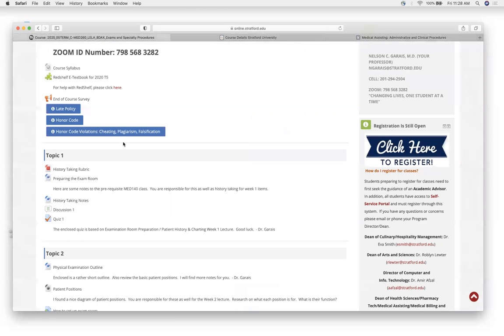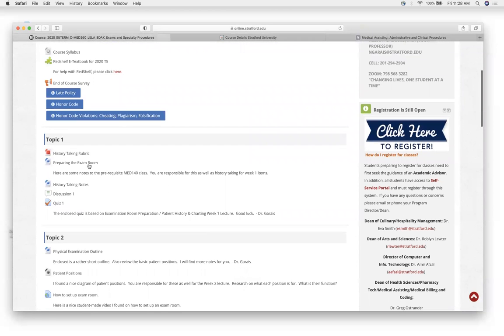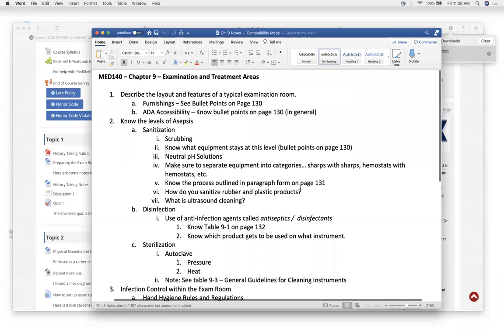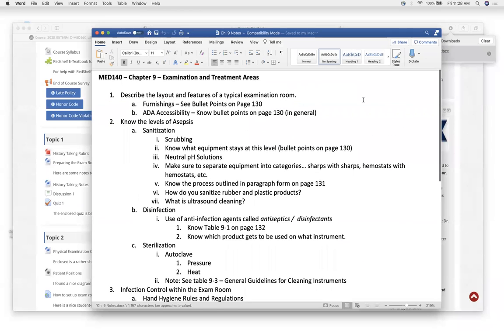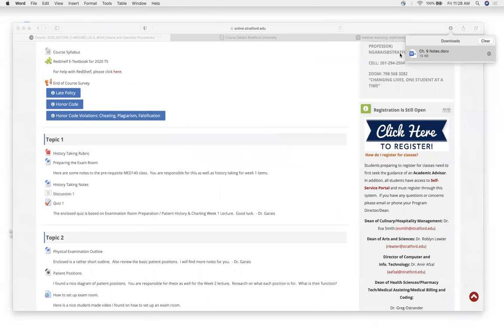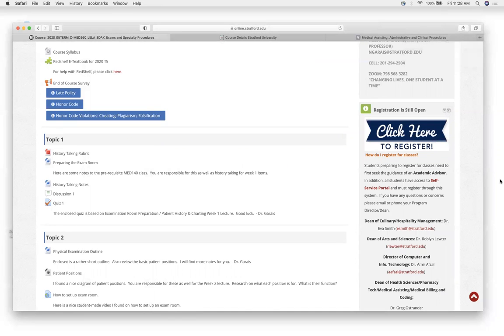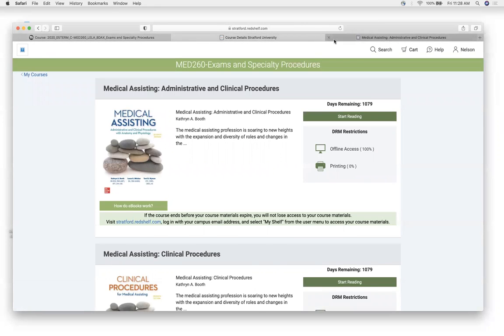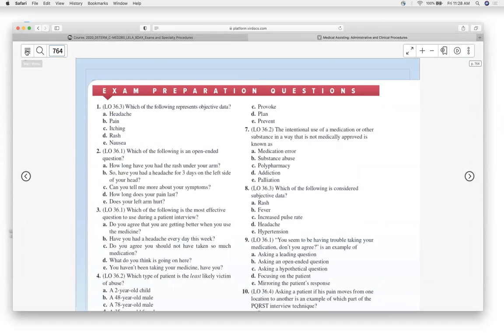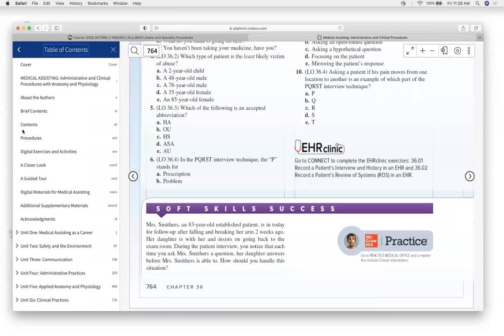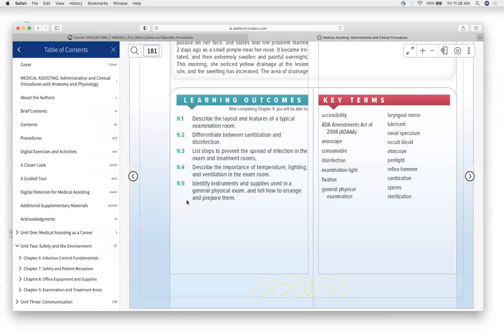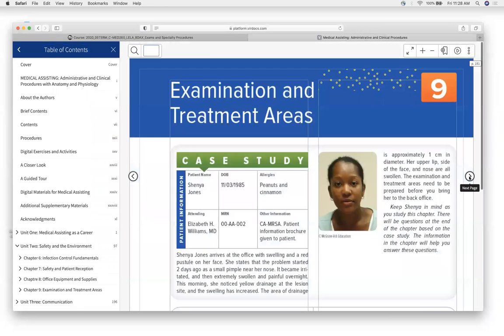Let's go back to the course. That is history taking and notes. Now, preparing the examination room, that's a really quick thing. But the main thing, let's look at chapter 9 in our text, so we make sure we're in the right chapter. Let me close this out and look this up. Table of contents, safety environment, chapter 9, right here. Kindly read through this.